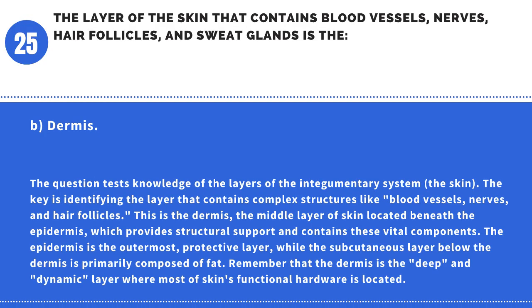Answer: B. Dermis. The question tests knowledge of the layers of the integumentary system, the skin. The key is identifying the layer that contains complex structures like blood vessels, nerves, and hair follicles. This is the dermis, the middle layer of skin located beneath the epidermis, which provides structural support and contains these vital components.